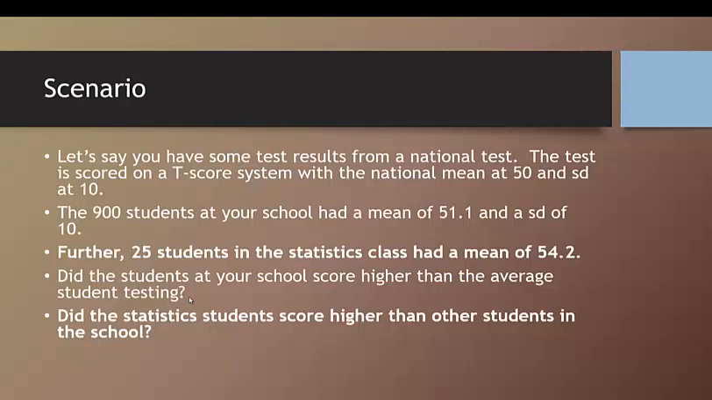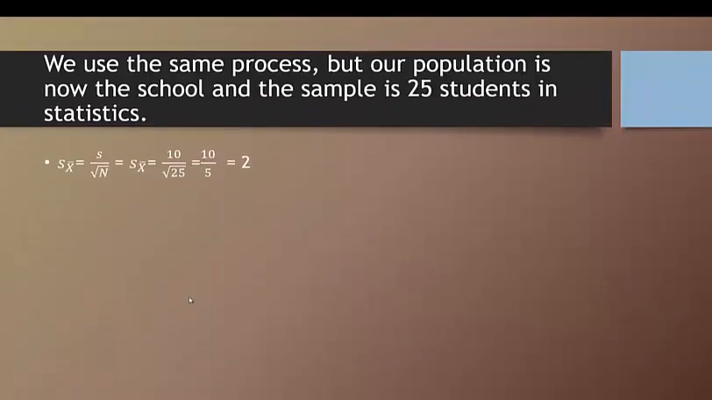So we would do the same thing here. But our population has now changed. Instead of the national population, we're simply looking at the school population. And our sample has changed. Instead of our sample being the school, now our sample is the 25 students in our statistics class. So our standard deviation was still 10, but our n has changed. So our standard error becomes 10 over the square root of 25, or 10 over 5, or 2. So our standard error is now 2.